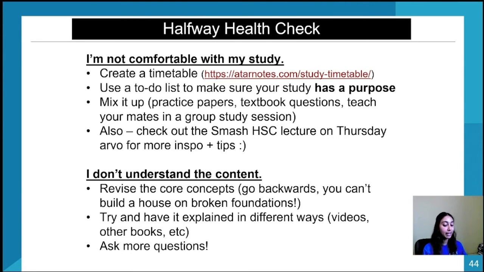And try and have it explained in different ways is also a massive one. So if you're anything like me, sometimes your teachers aren't the best at explaining something, and then they don't really know how to explain it a different way. So your textbook, your friends, especially, awesome resource for you, your friends, your best friends. And then like YouTube videos.